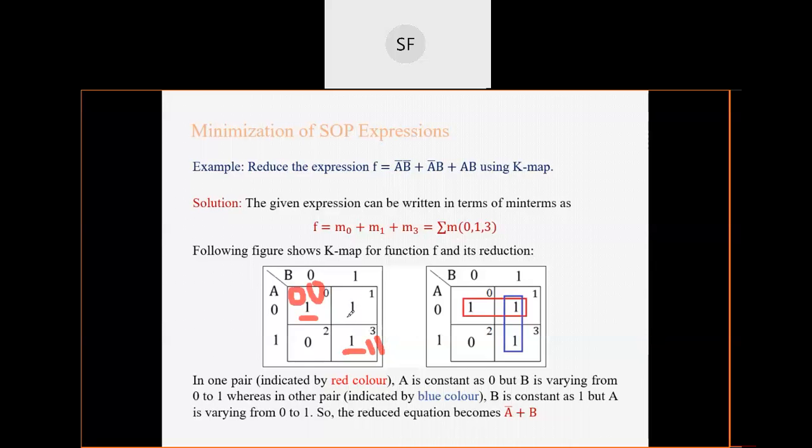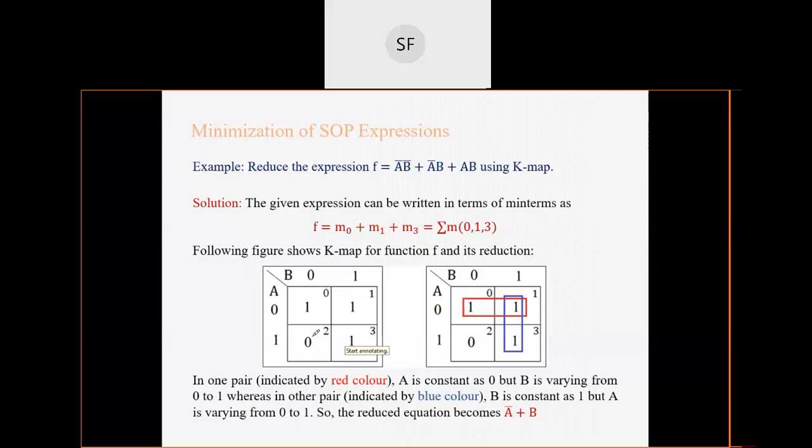Similarly, suppose you look at M1 and M2. What will be the code for M1? Binary 0 1, and for M2 it is 1 0. Here also both variables are varying. So M0 M3 are not adjacent cells. Similarly M1 M2 are not adjacent cells. Okay, so I hope you got this concept of adjacent cells. Those are very important because you have to combine only adjacent cells.